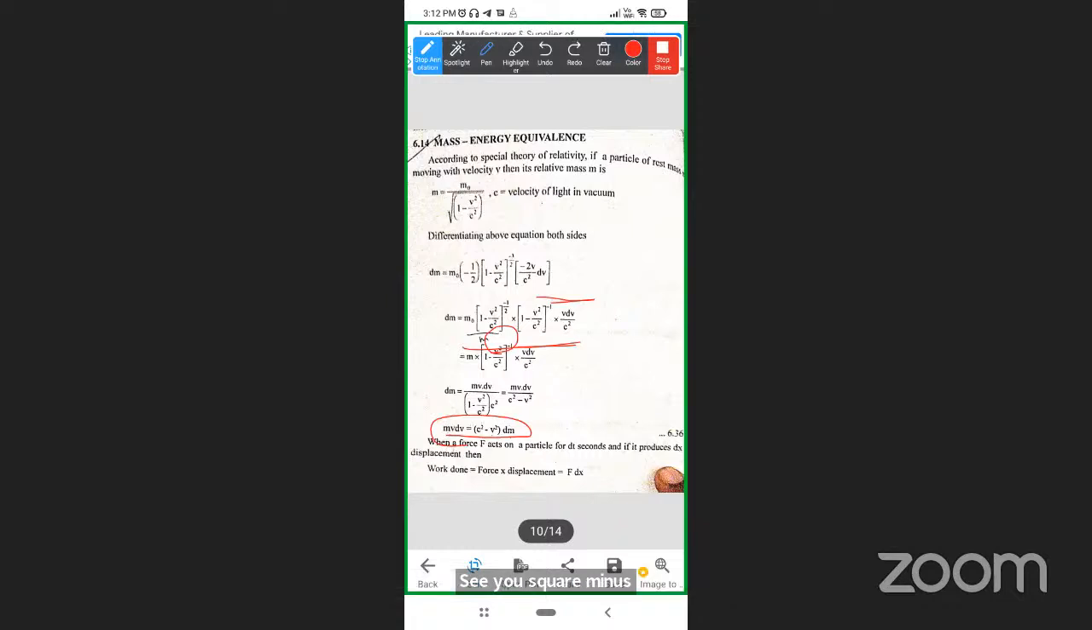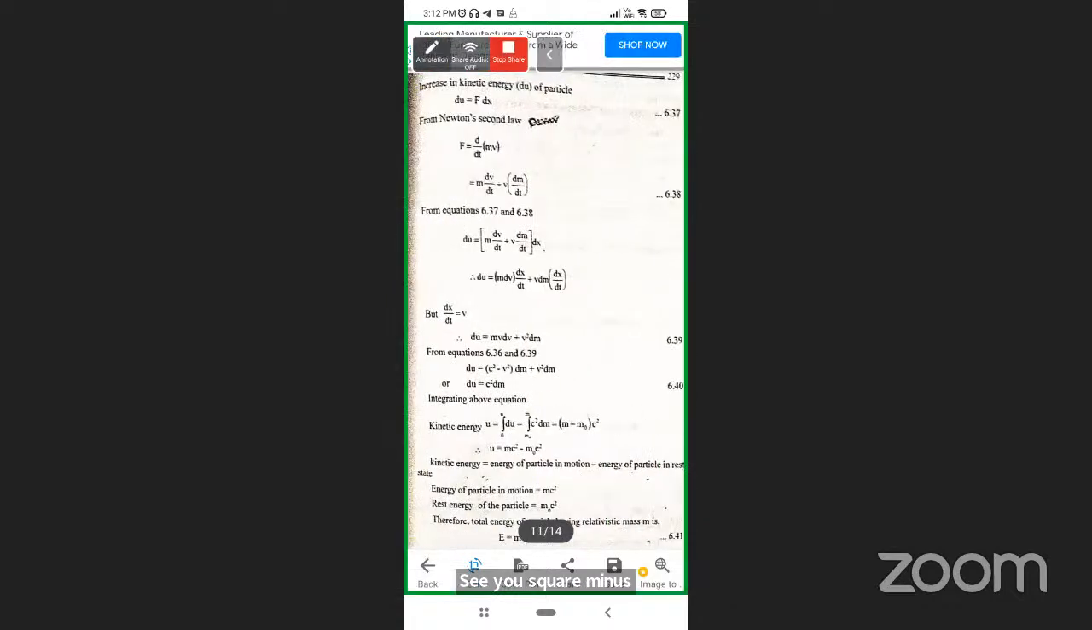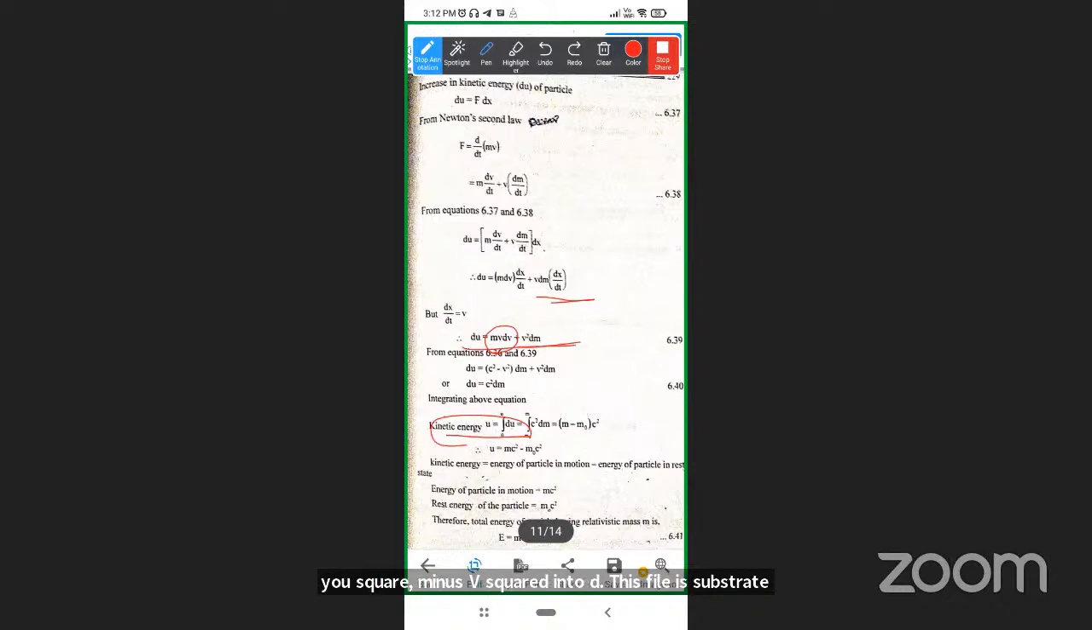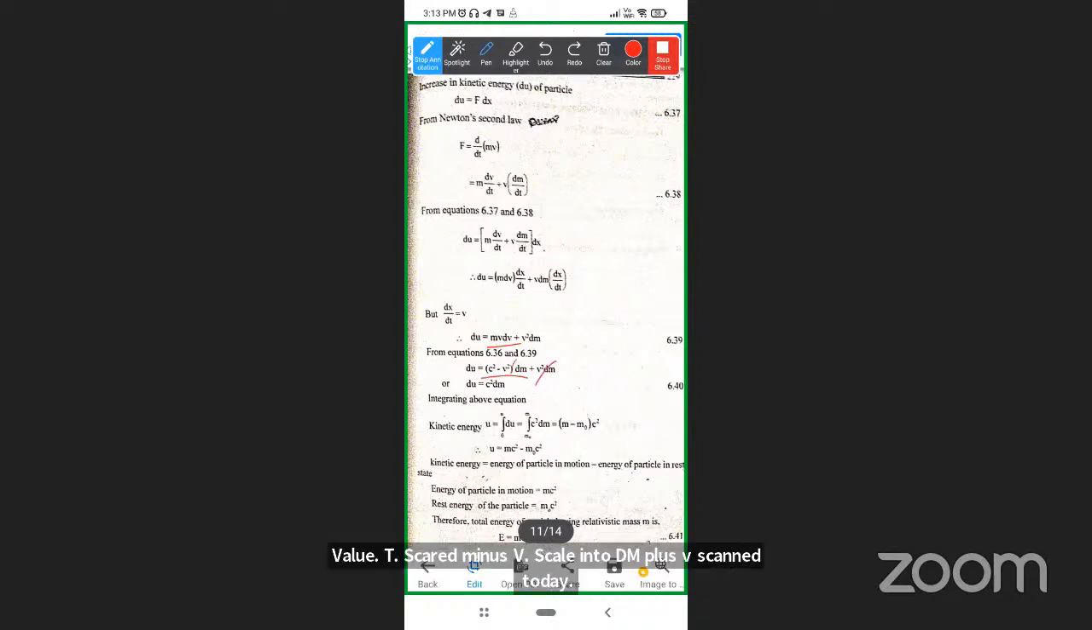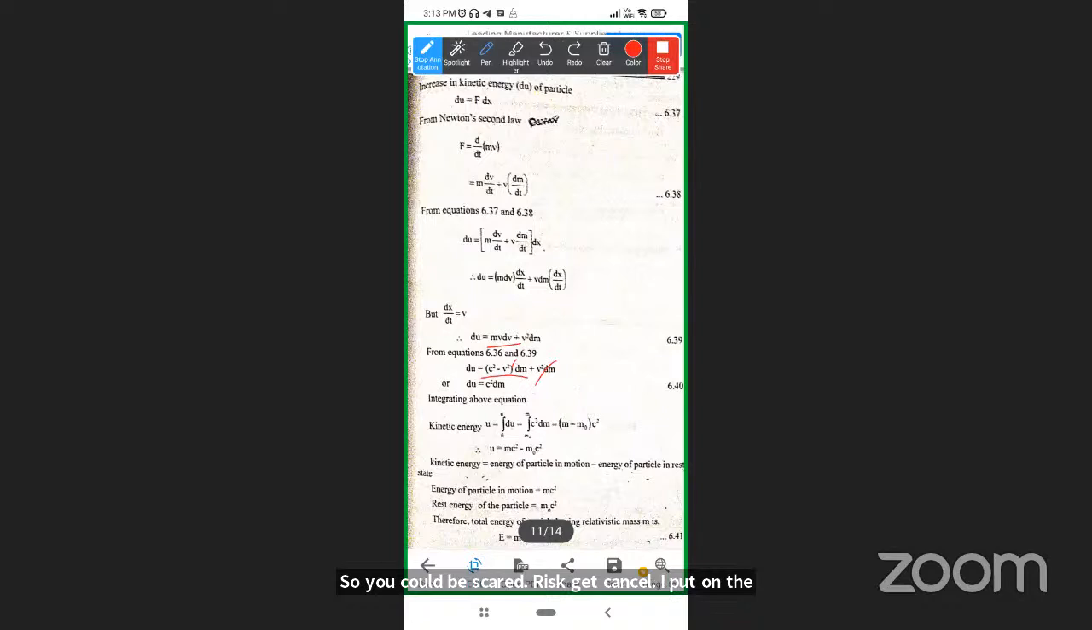Substituting this value, we get c square minus v square into dm plus v square into dm. So here v square cancels, and only c square into dm remains. Integrating both sides, we get the kinetic energy u value, with limits of m naught to m, rest mass to mass, that is limits of m naught to m.